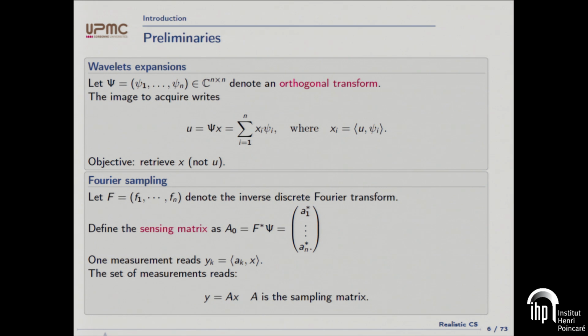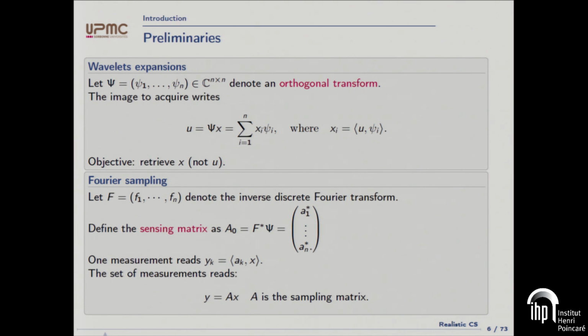So, in fact, you are modeling your acquisition in the MRI case with A0, which is your full sampling operator, which is just the Fourier transform times the inverse wavelet transform, okay? So you observe the Fourier transform of the image, but you're going to reconstruct the wavelet coefficients, so you model your acquisition of the wavelet coefficients as the Fourier transform times the inverse wavelet transform, okay?